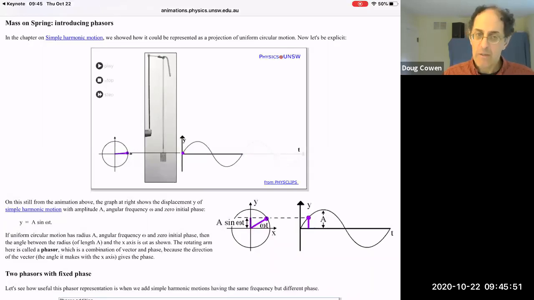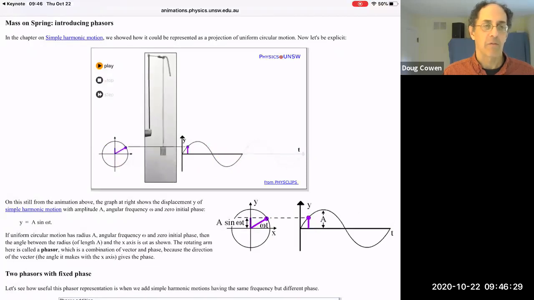And the projection of that phasor onto the y-axis, so you can project the phasor onto the x-axis or the y-axis, it's sort of a convention which one you choose. So in this particular figure, it's going to be projected onto the y-axis. That will trace out the motion of that mass bouncing up and down. And then if we plot that y value versus time, we'll get that sine wave shown on the right-hand side. So I'll start that playing. You can see what I described happening there.